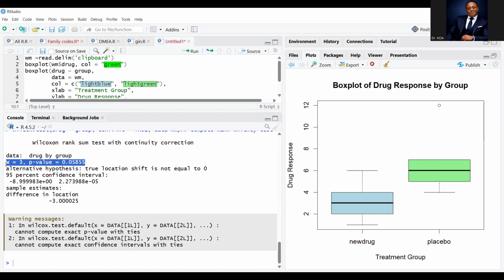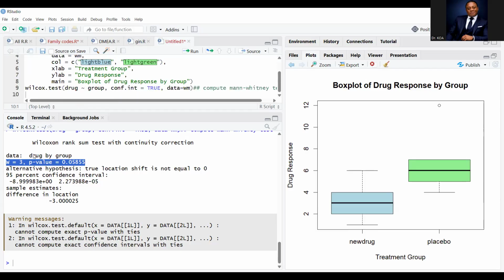So you can see, you have all the code in your slide. You can see that W is 3, and that was the same value we had. It tells you that this is the Wilcoxon rank sum test with continuity correction. And then the most important thing I'm interested in is the p-value. Now pay attention here.